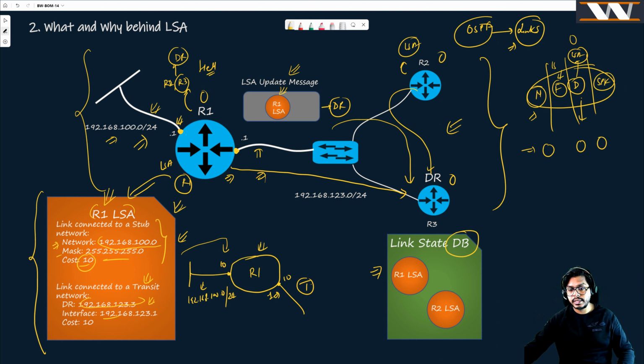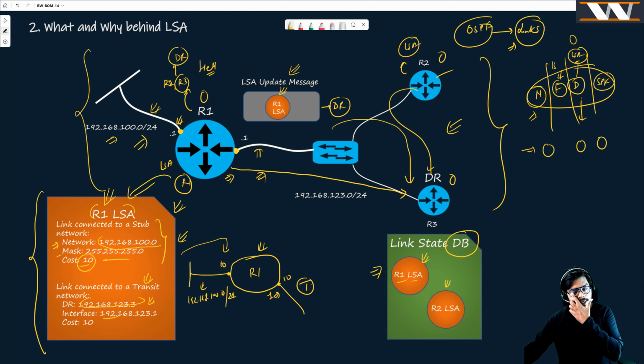DR is going to contain R1 LSA and R2 LSA. What is going to be in R1 LSA? You all know about it. One link which is stub, connected to a stub network, and another link which is connected to the transit network, right? Similarly, R2 is going to talk about its link and send this information.